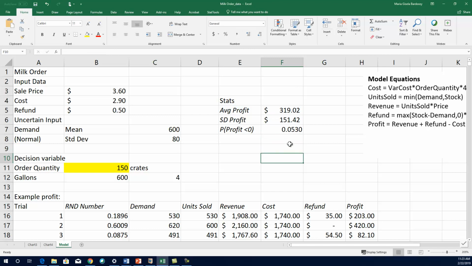It's a probability. So this is saying there is roughly a 5% chance that I'm going to have a negative profit, given that those are the prices and the costs and the refunds, the demand is uncertain, and I decide to order 150 credits. All right, so now as a decision maker, I can look at that and make a decision or understand what are the risks of the decision that I make.